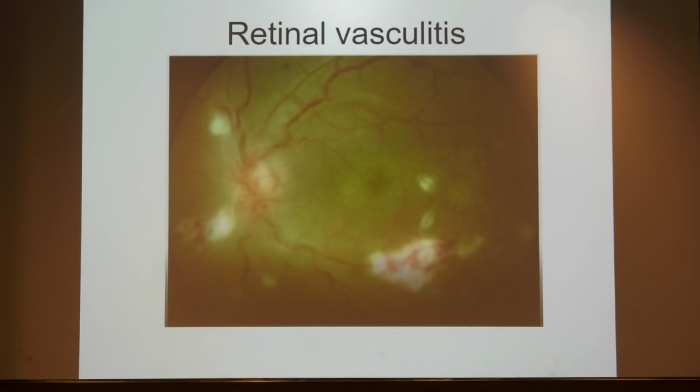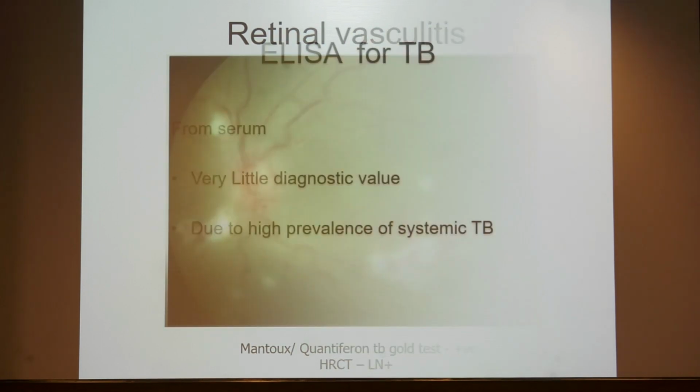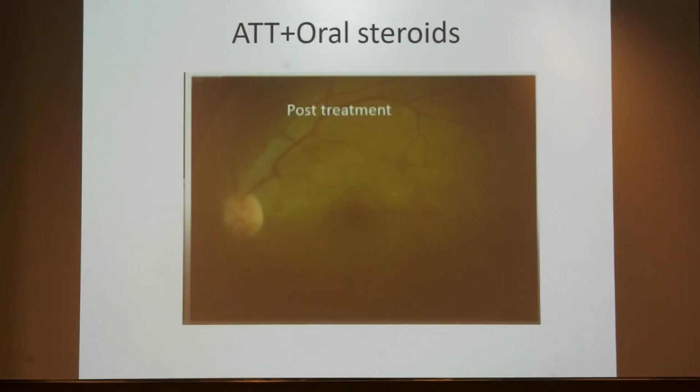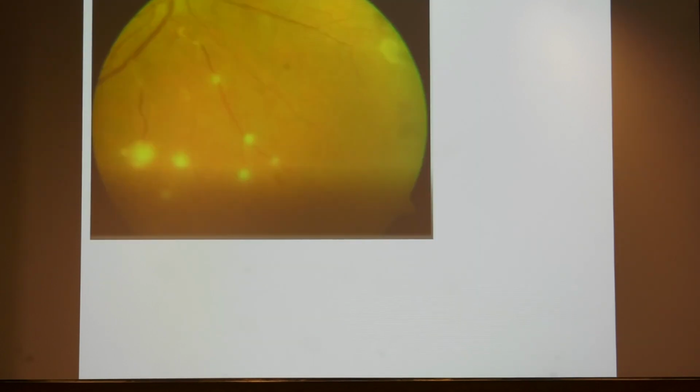So this is a retinal vasculitis where we see that the venules are involved. There's a neovascularization. Again, in our part of the world, we'll be thinking about TB, sarcoid. So he tested positive for IGRA and TST, and HRCT showed a lymphadenopathy. But a word of caution that we should not be doing an ELISA TB because it's of very little diagnostic value, especially because of a high prevalence of systemic tuberculosis in our part of the world. This patient was treated with ATT and oral steroids, and the vasculitis resolved.